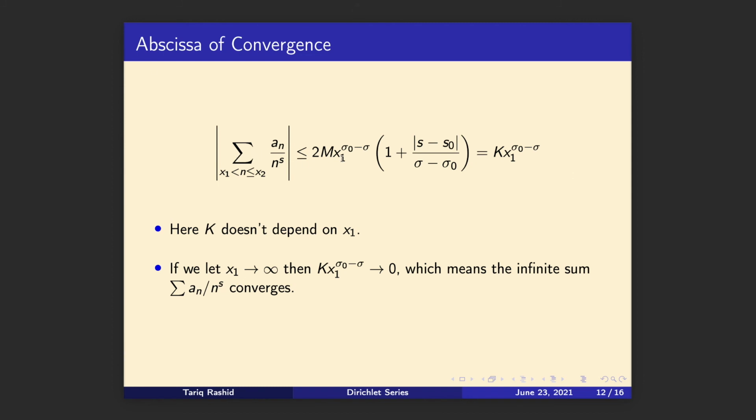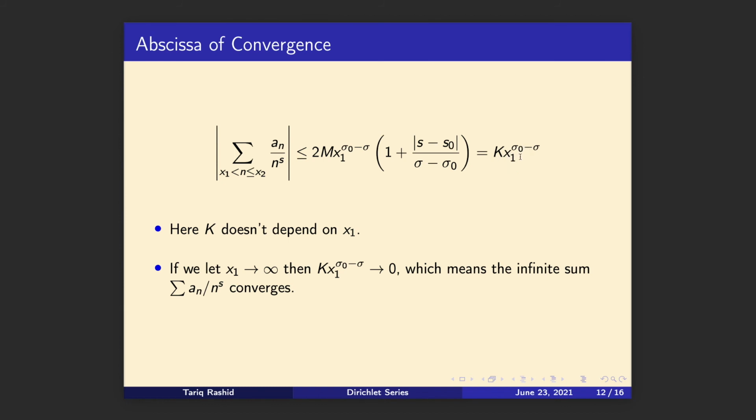That's written up the results we found so far, and what we see here is that this chunky expression can be written as something k times x1 raised to the sigma naught minus sigma. When we look at it this way, we see that the k doesn't depend on x1. We've just got this bit, x1 raised to the power of sigma naught minus sigma, which is less than 0, remember. Only that depends on x1. There's no x2 in this, remember now.